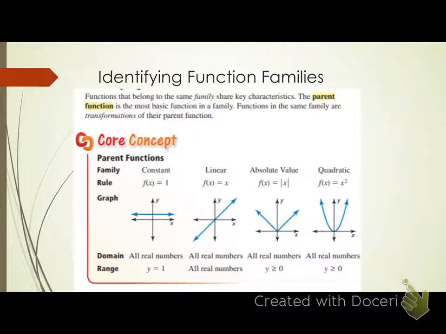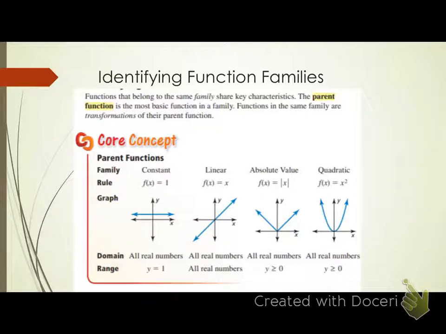Our domain, what is my domain just in general? Does anyone remember what domain stands for? My domain is my set of x values. So what does that make my range? My set of y values. So the set of x values that this parent function of the constant family covers is all real numbers, because it's going forever to the left and forever to the right, correct? Those arrows mean it goes on forever. Infinity. Very good. Negative infinity to positive infinity. That's how it would be in my interval notation. So it's all real numbers.